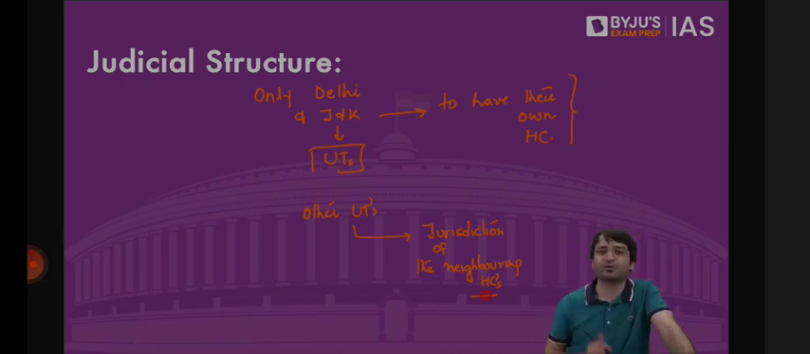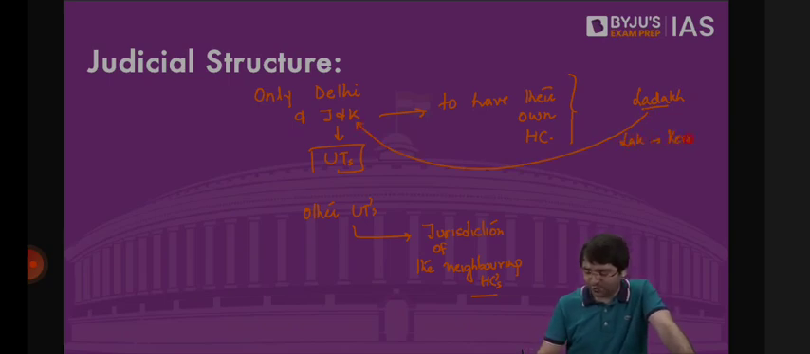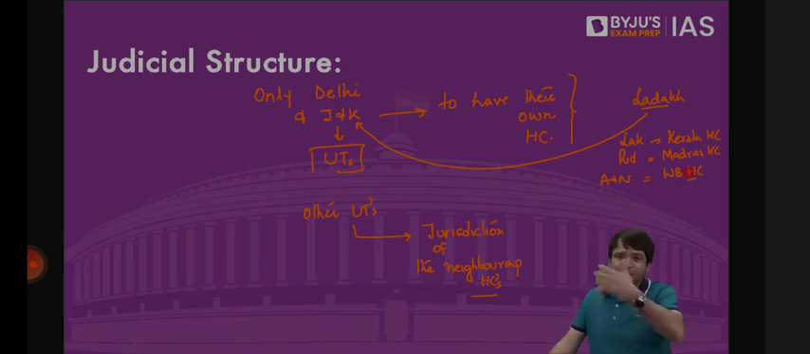Neighboring high court, which means Ladakh will come under the jurisdiction of the Jammu and Kashmir High Court. Lakshadweep will come under the jurisdiction of the Kerala High Court. Puducherry will come under the jurisdiction of the Madras High Court. Andaman and Nicobar will come under the jurisdiction of the West Bengal High Court or the Calcutta High Court. Similarly, Daman and Diu, Dadra and Nagar Haveli, they will come under the jurisdiction of the Gujarat High Court. Similarly, we have Chandigarh, which comes under the jurisdiction of the Punjab and Haryana High Court. That means all these union territories will come under the jurisdiction of the neighboring high courts.